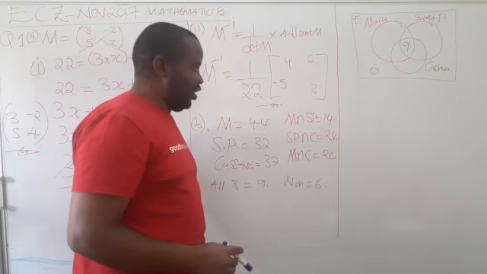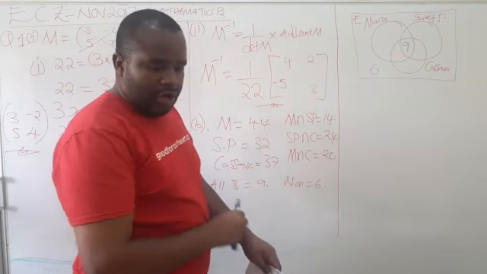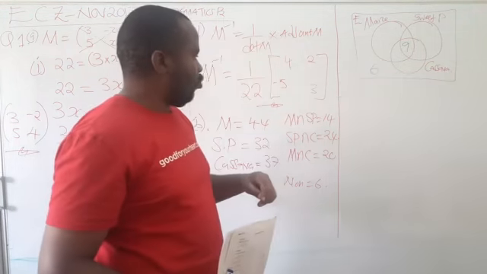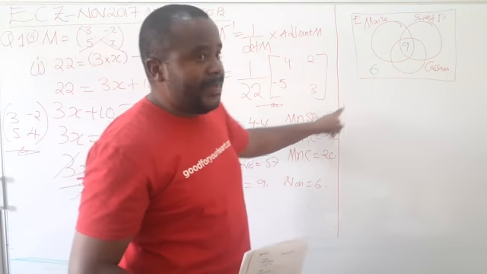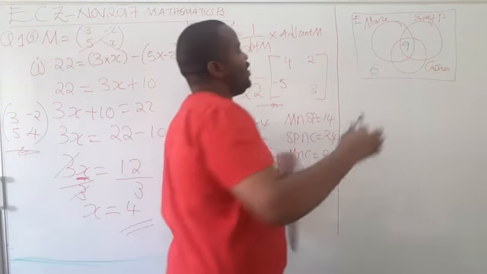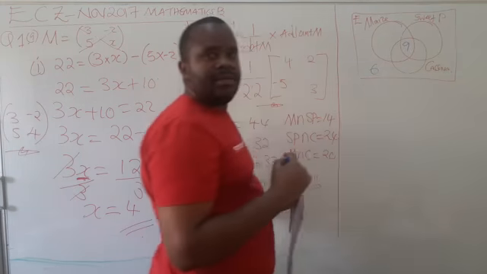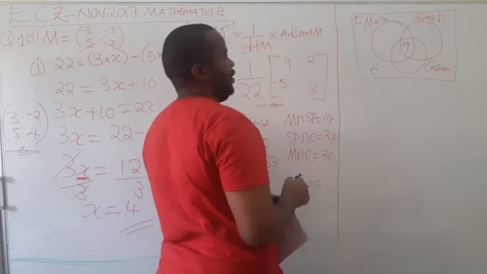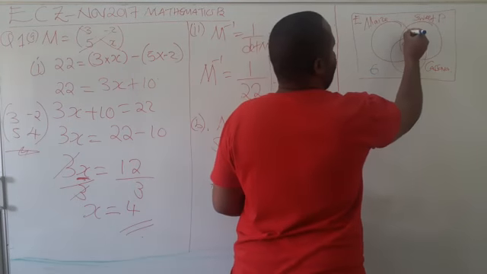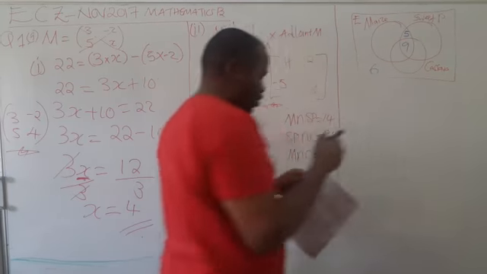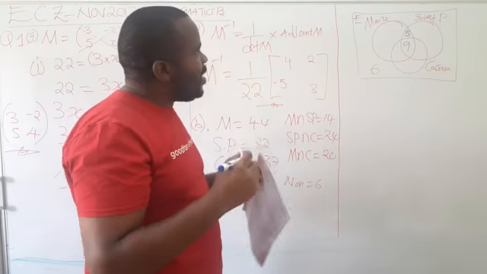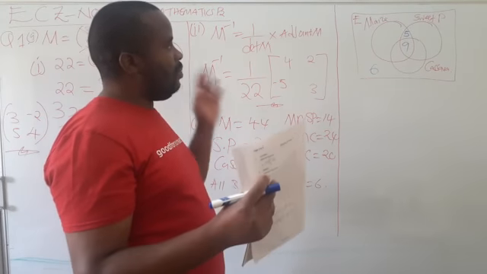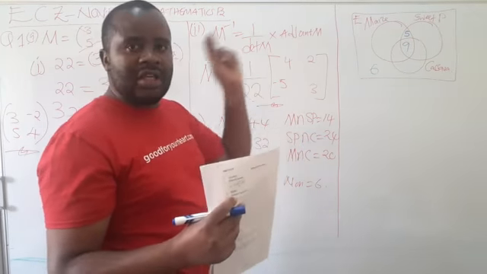So you are going to say, since I already have 9 here, what is 14 minus 9? Because in this region we need to have 14. So you are going to say 14 minus 9. What do you get? You get 5. So the 5 will be here. Now, this 5 shows the number of farmers that planted both maize and sweet potatoes only.